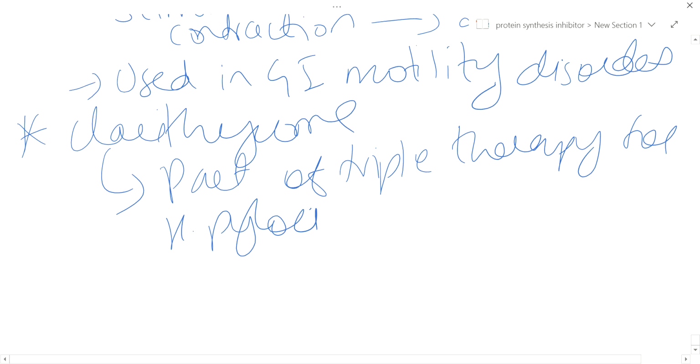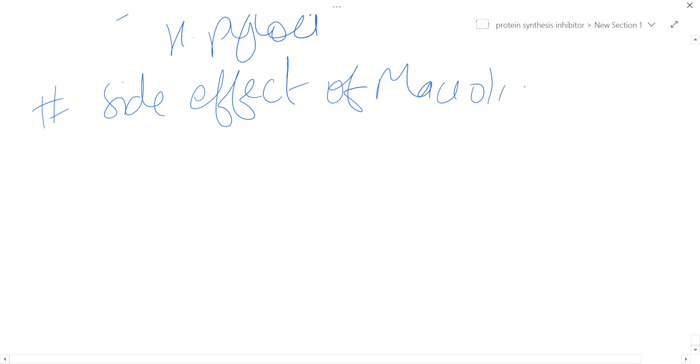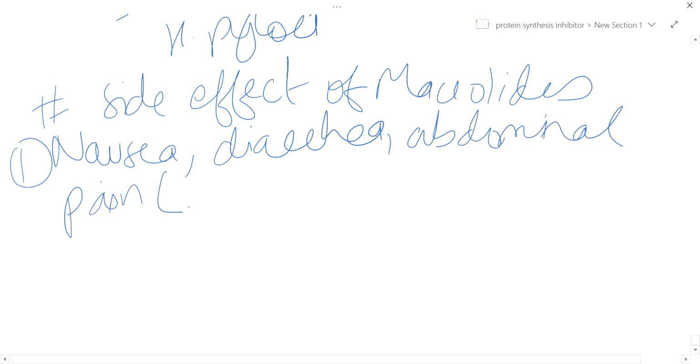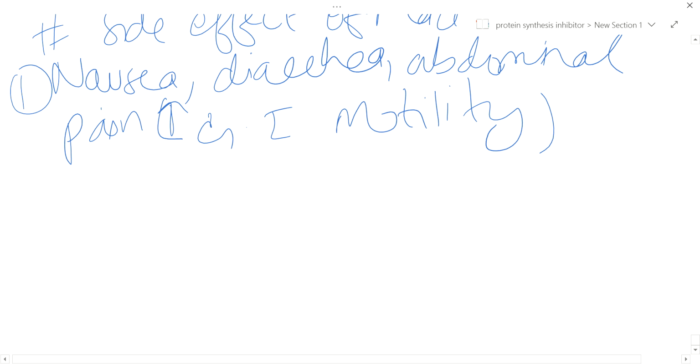So let's learn about the side effects of macrolides. The most common side effects are nausea, diarrhea, and abdominal pain. Why are these side effects occurring? Because it increases GI motility. Among all these macrolides, erythromycin is the worst offender.